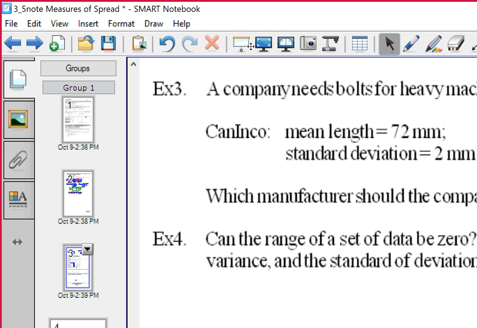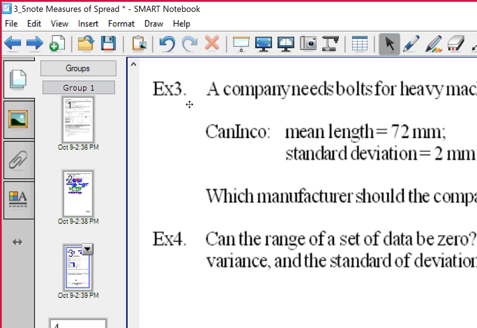A company needs bolts for heavy machinery. The company must choose between two manufacturers. The mean is 72. The standard deviation is 2. All right. And for Qualitech, its mean length is 72, and its standard deviation is 0.1. Which manufacturer do you think you should choose?